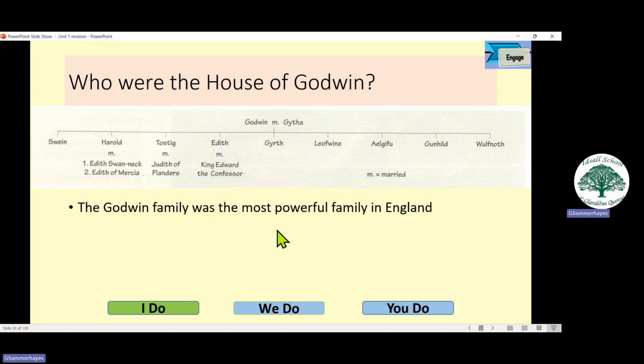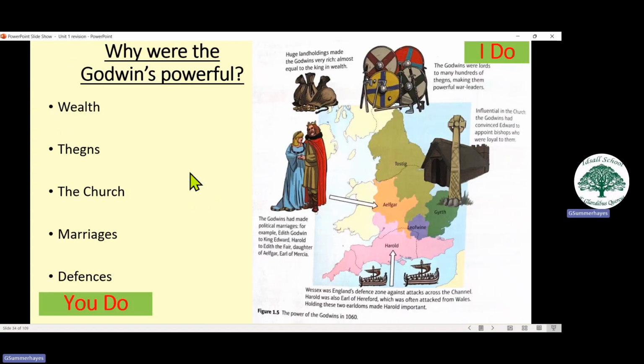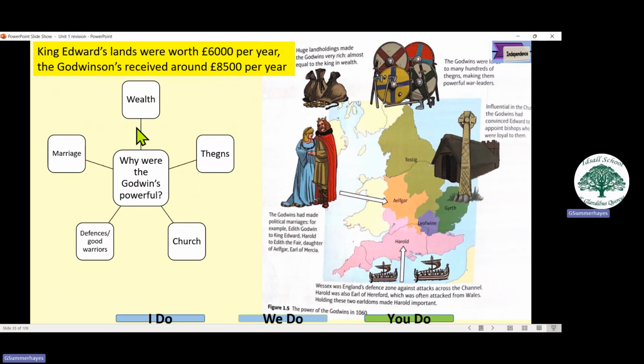So you can see that the Godwins are the most powerful family, and they rivaled even the king's power. They had the wealth. They had lots of thanes that were loyal to them, and the thanes were warriors, so they had a huge army that they had to provide to the king if he wanted, but they could, if they chose to, use it against the king, I suppose. They were influential in the church. They were well connected by marriages, including the one of the king, and they were in charge of Wessex, which meant that they were responsible for defending the south of England, which is where the king lived. So they were £6,000 per year.